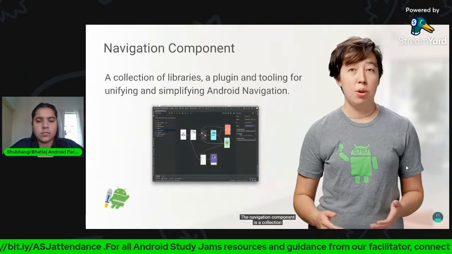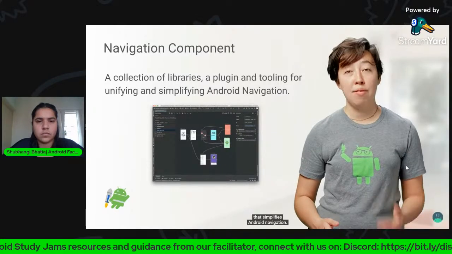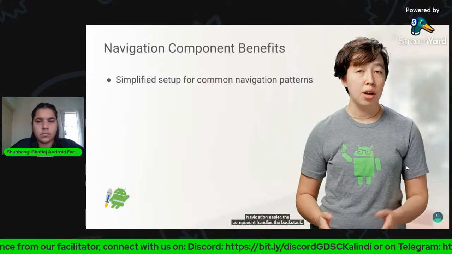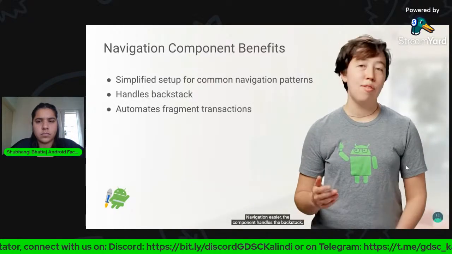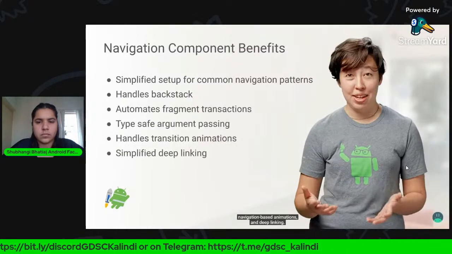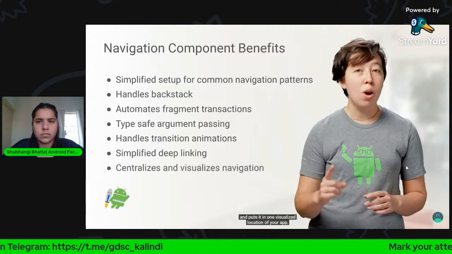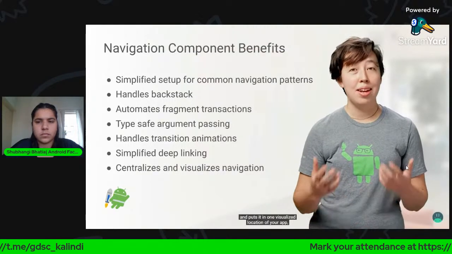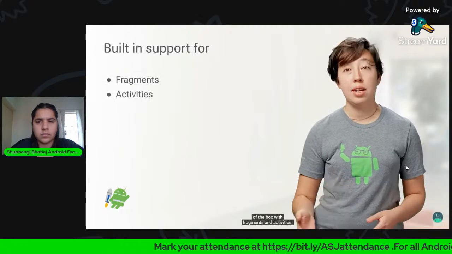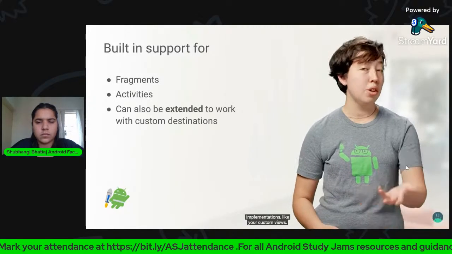The navigation component is a collection of libraries, plugins, and tooling that simplifies Android navigation. Beyond making the setup for common patterns like bottom navigation easier, the component handles the backstack, fragment transactions, argument passing, navigation-based animations, and deep linking. Importantly, it gathers up all of this navigation information and puts it in one visualized location in your app, the navigation graph. The navigation component works out of the box with fragments and activities. You can also extend the library to work with other screen implementations, like your custom views.